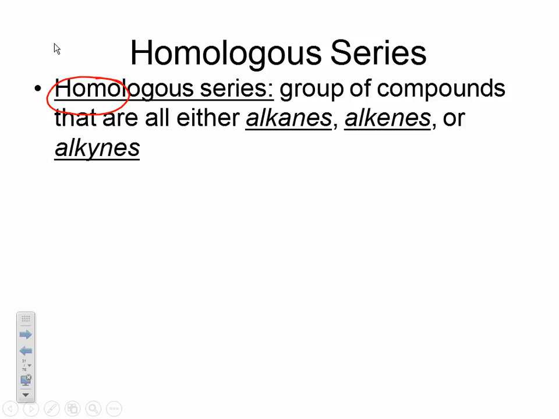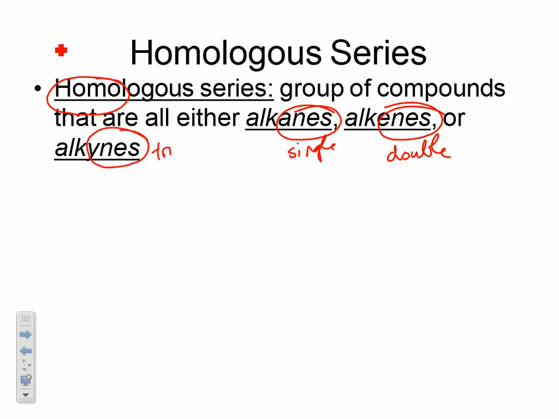And the thing that they have in common is the bonding. The bonding is all alkanes, meaning single bonds. Remember, alkane, that ane suffix means single bonds. Or the bonding involves double bonds, so that's what's the same between them, they all have double bonds. Or the bonding involves triple bonds. So homologous series simply means all alkanes, all alkenes, or all alkynes. And you'll notice that in your reference table, the table that has the general formulas for alkanes, alkenes, and alkynes is actually titled homologous series.